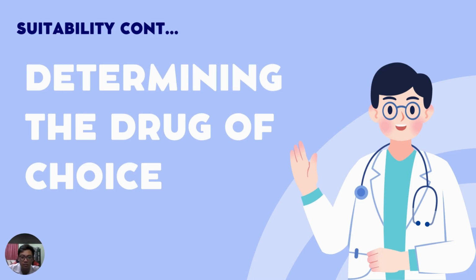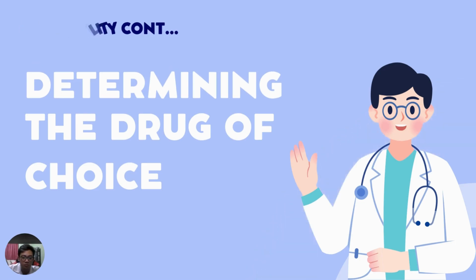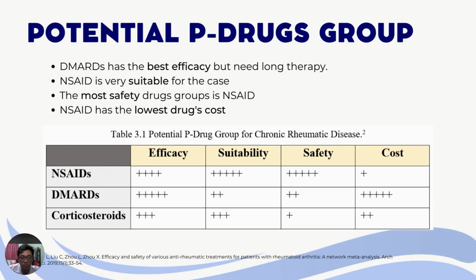So now, let's see how to determine the drug of choice for the patient. There are three potential P drugs grouped for the patient: non-steroidal anti-inflammatory drugs, disease-modifying anti-rheumatic drugs, and corticosteroids. Of the three, DMARDs have the best efficacy but with high costs and a long time of therapy management. Corticosteroids have more side effects than benefits, so the NSAID group will be the right choice for patient treatment because it functions as an antipyretic, analgesic, and also anti-inflammatory.